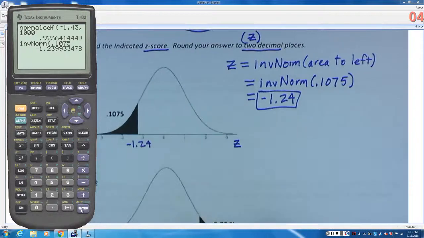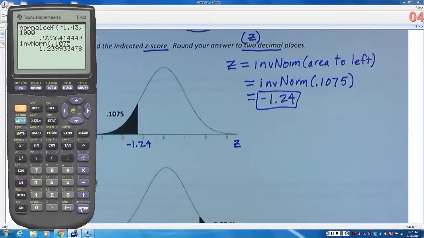So we're given an area to the left. We want z. We're told it's a standard normal curve. You use inverse norm of the area to the left and you get your z. Because it's z, we're going to round to 2 places. Don't get your z's confused with areas. All right?